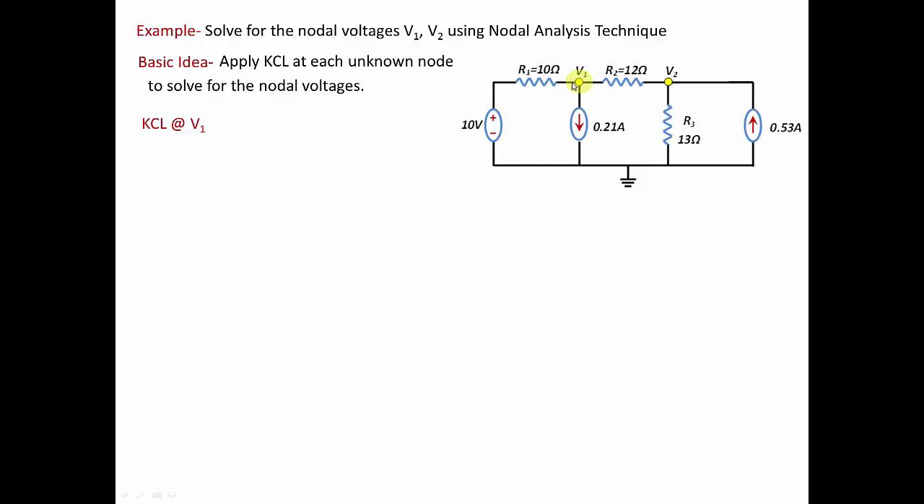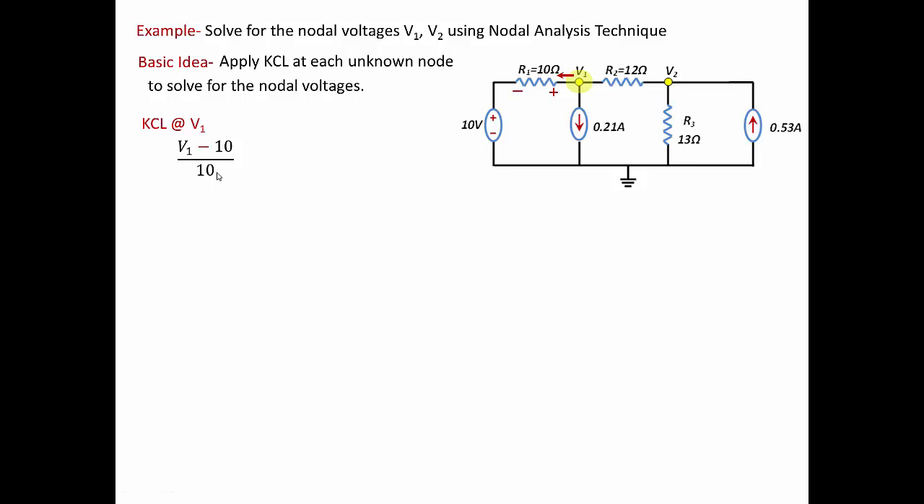I'm going to start with the current leaving through the 10 ohm resistor. This current is the voltage at this side, which is V1, minus the voltage at this side, which is 10, over the resistance, which is 10 ohms. So when we apply KCL, it will be V1 minus 10 over 10.